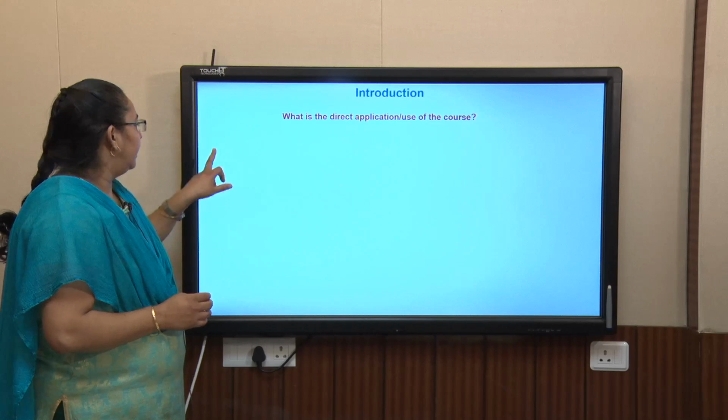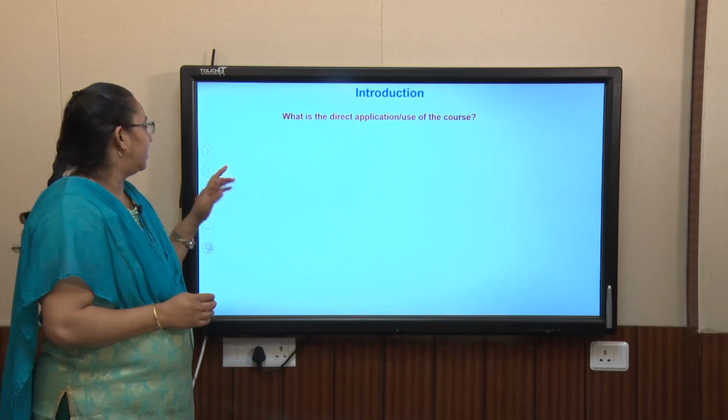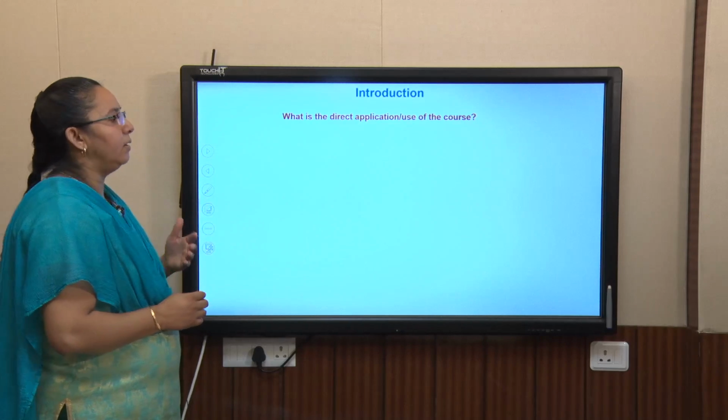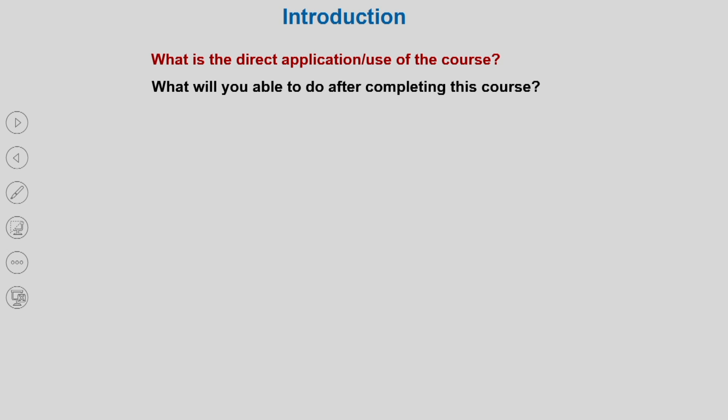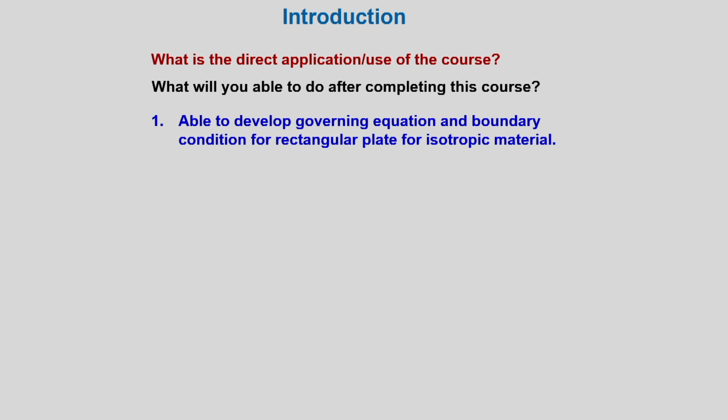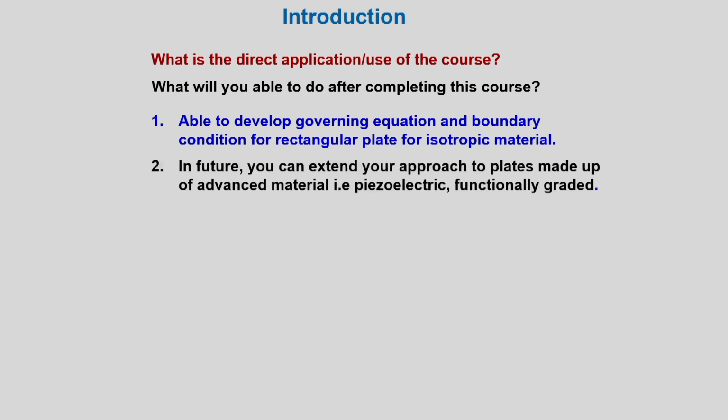So, what is the direct application of this course, where we can apply the knowledge which we are gaining through this course? Next, what will you be able to do after completing this course? First, you will be able to develop the governing equations and boundary conditions for rectangular plates for isotropic materials.